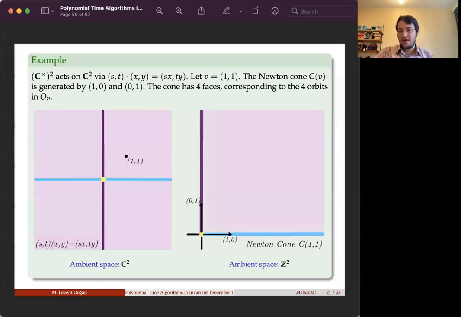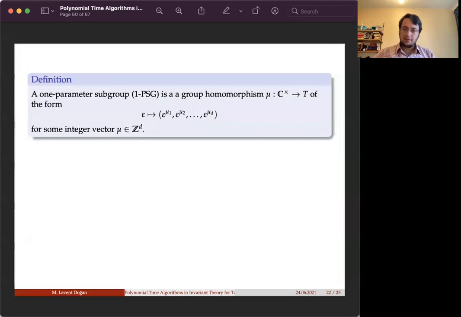So there are no weights in this face. Therefore, it corresponds to the 0 orbit, the yellow orbit. And notice that the orbit of 0 is the only one among these 4 orbits that is closed. So, okay, let me now explain why this bijection between faces and orbits happens.